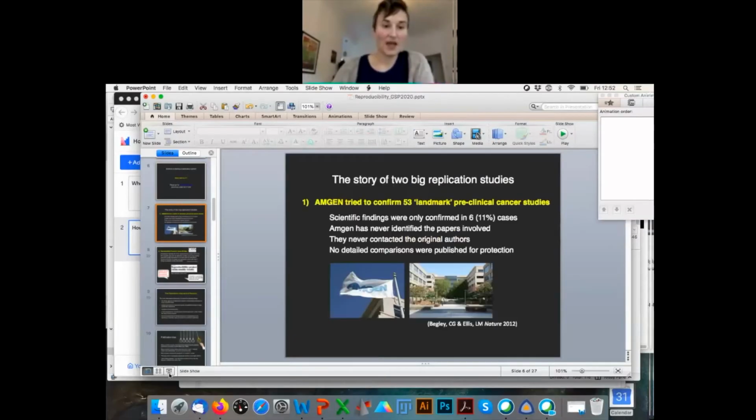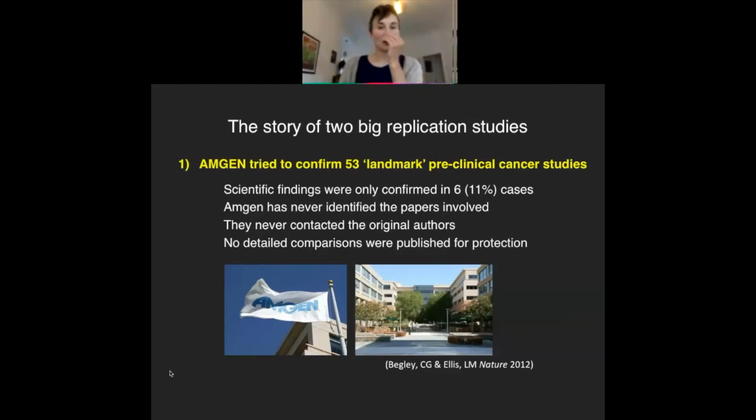So I want to tell you a story of two big replication studies so that you have some examples. One of the first ones that had been carried out was from a big pharmaceutical giant in California called Amgen. More than 10 years ago, Amgen tried to confirm 53 landmark preclinical cancer studies. And it turned out that only 6 of those could be reproduced, so about 11%, which is really shockingly low.